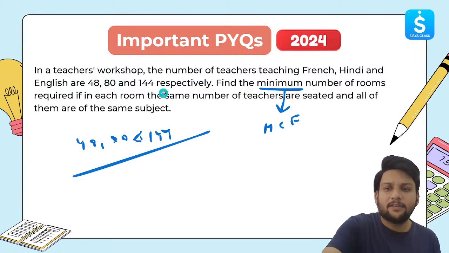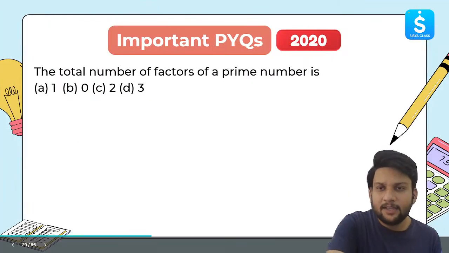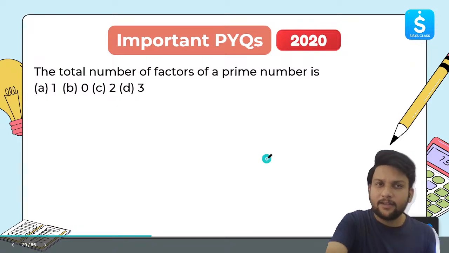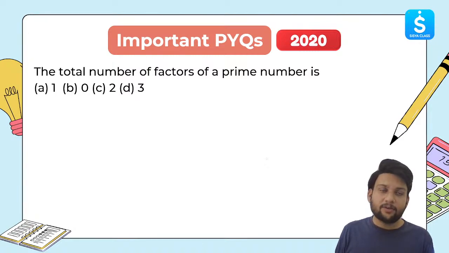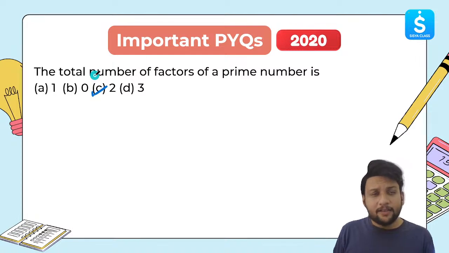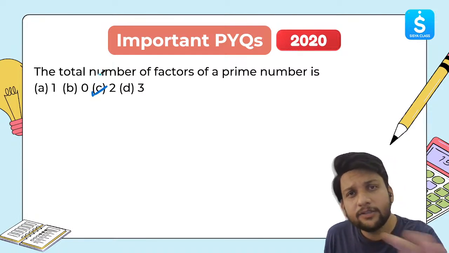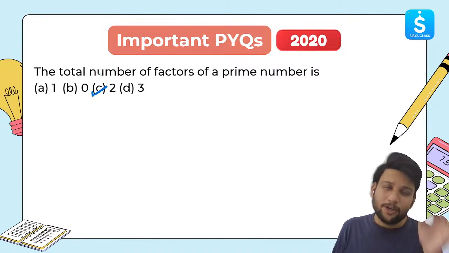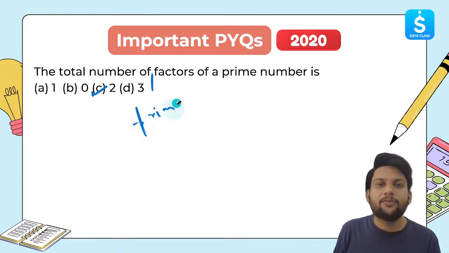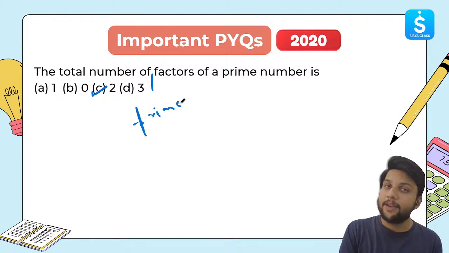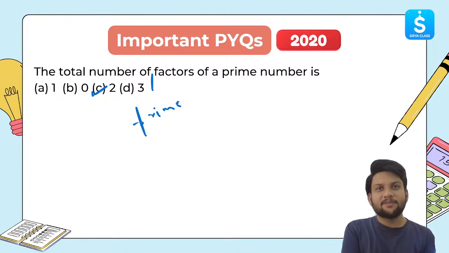But dear students, let me just show you. This you have understood, how there are two factors. But now here's a very tricky question which you will understand. The question was the total number of factors of a prime number, and the answer is 2: the number itself and 1. But suppose the question is the total number of prime factors, then what will be my answer? Will it remain 2 or will it be something else?